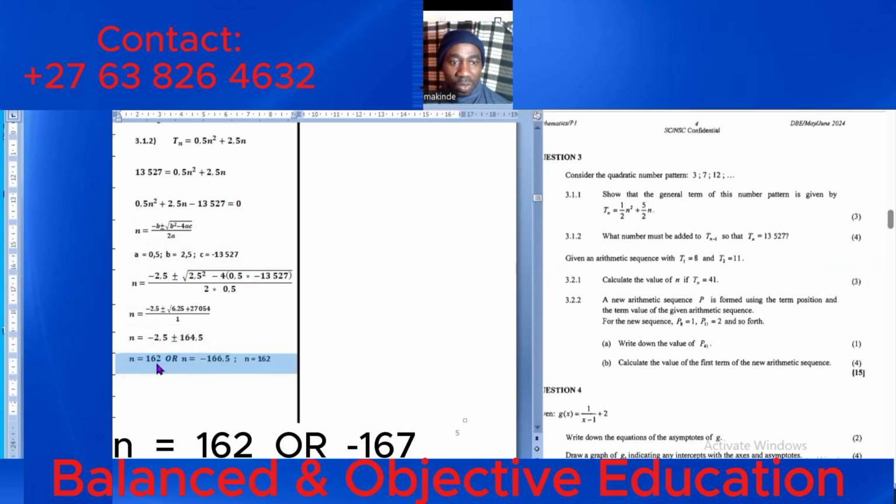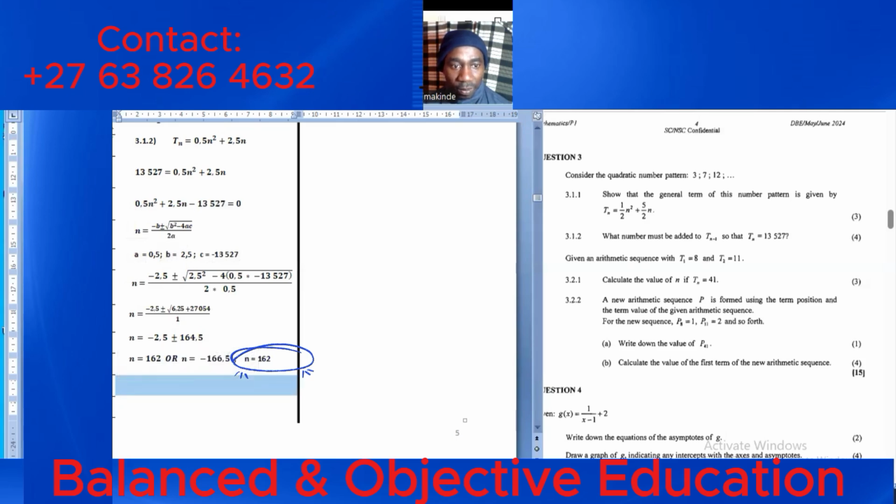So n equals 162, or n equals negative 166.5. Right? But n cannot be equal to a negative value. So we would go with n equals 162. So now, let's write an expression for Tn minus 1.